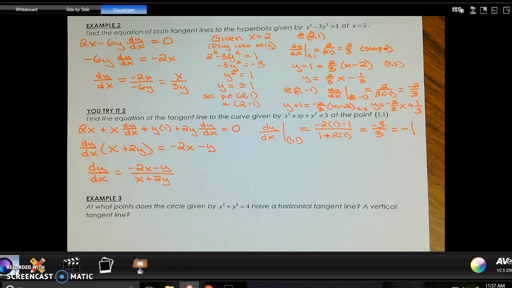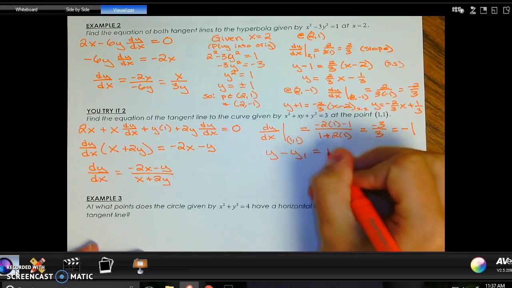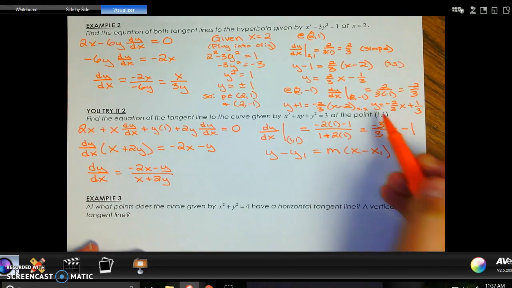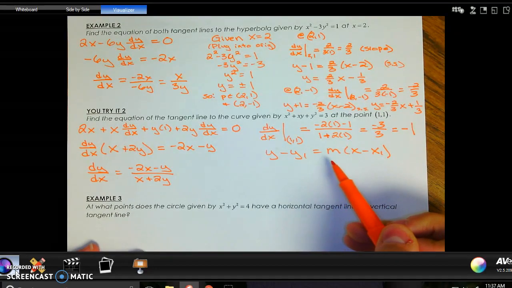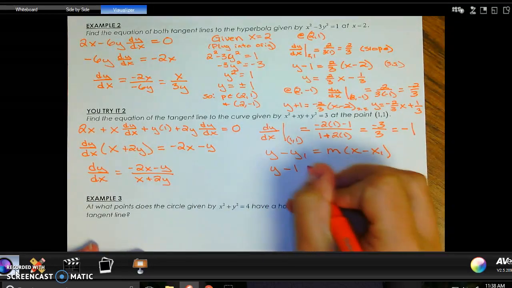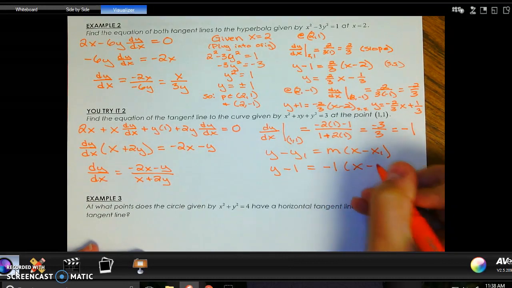Okay? So, when I have that, now I plug into my point-slope formula. y minus y1 equals m, parentheses x minus x1. So, I've got my points. There's my x1 and my y1. I've got my slope. Okay? So now you're just dropping them in. So it's y minus y1 equals m, parentheses x minus x1.